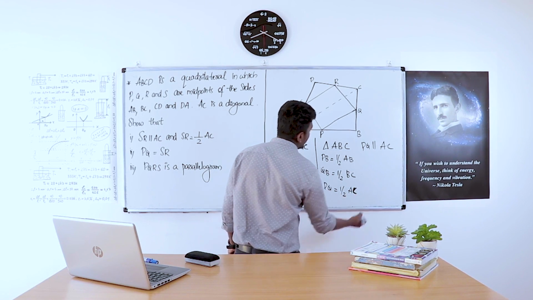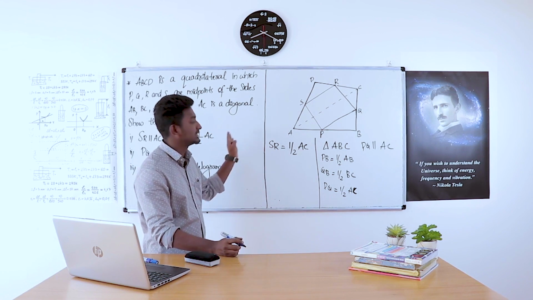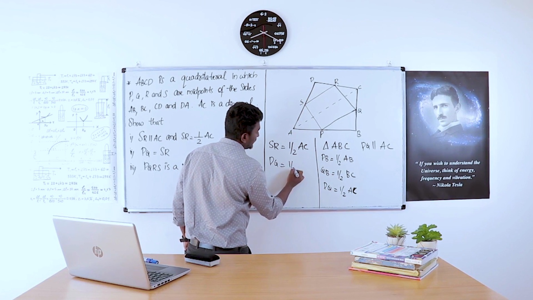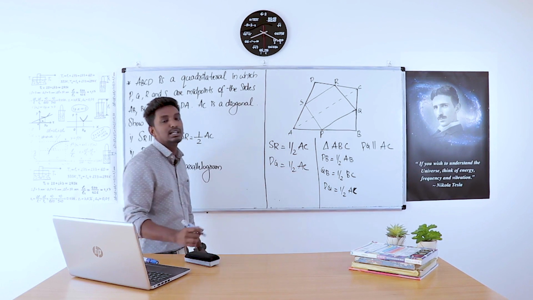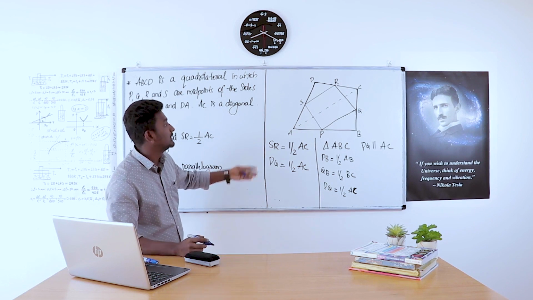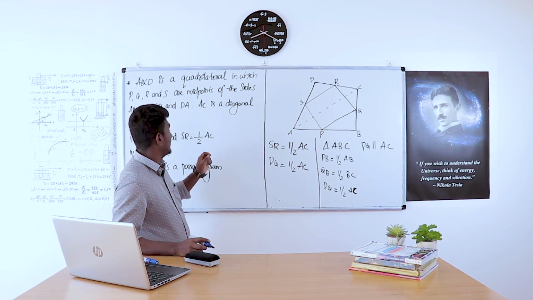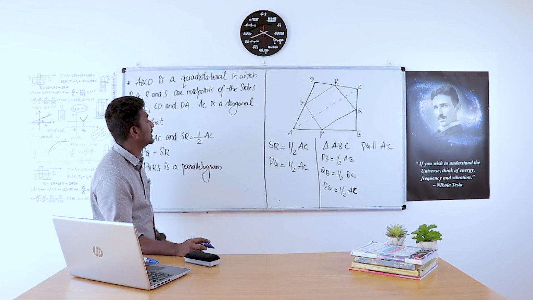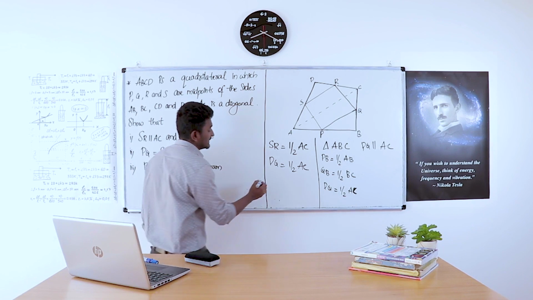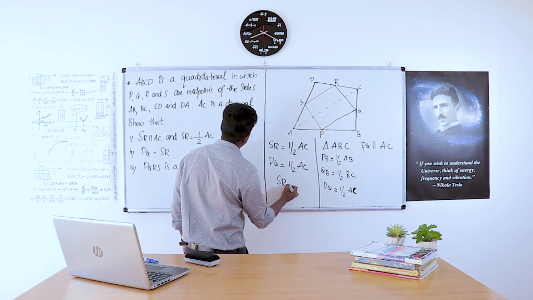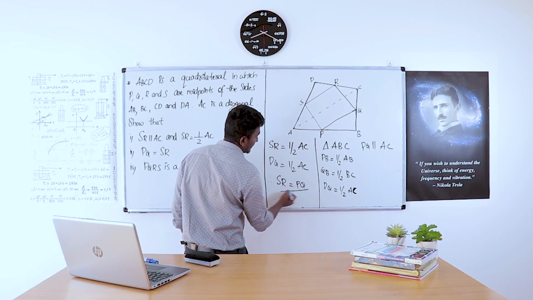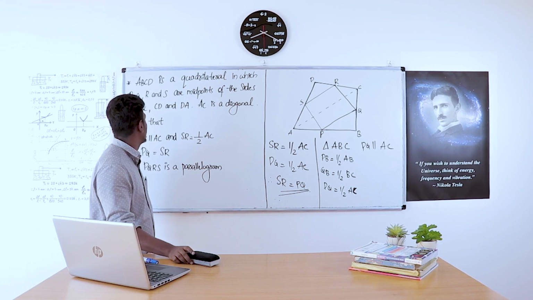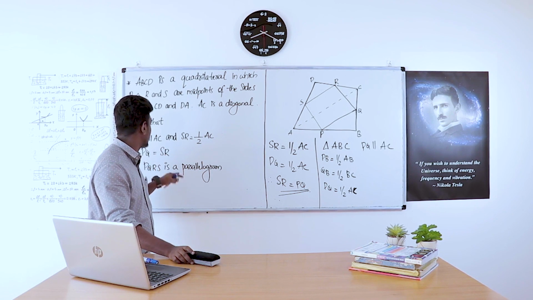PQ should be equal to 1 by 2 AC. Same condition as that of the first. Now we got PQ as half of AC. Then look at the values of SR and PQ. SR is equal to 1 by 2 AC, that is half of AC, and PQ is also half of AC. Therefore, SR is equal to PQ. Now the second question is also solved.